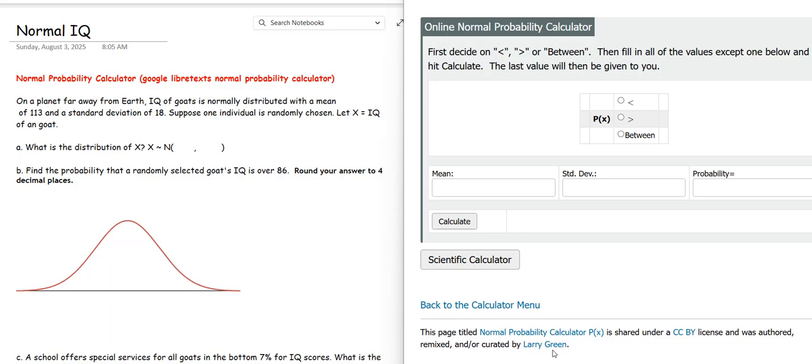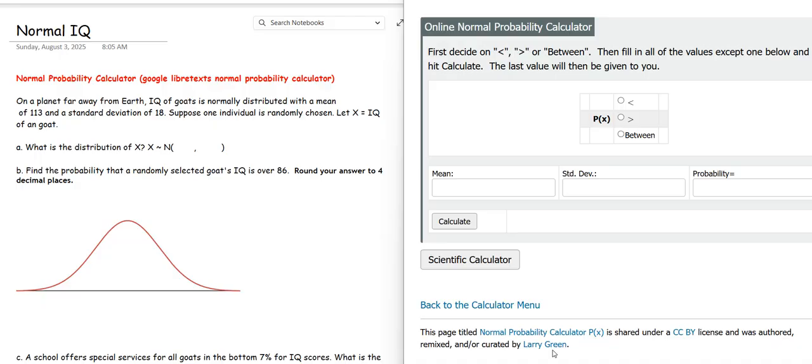I'm going to solve a problem about the IQ of goats, and I'm going to use the online normal probability calculator that you have a link to in this question, and you can also just find it by Googling it. So on a planet far away from Earth, the IQ of goats is normally distributed with a mean of 113 and a standard deviation of 18. And X, a random variable, is the IQ of a goat.